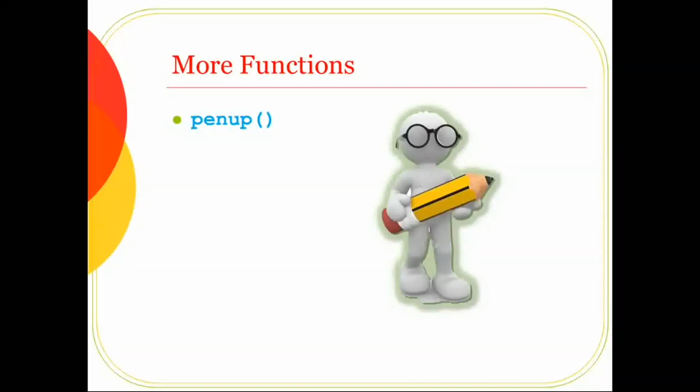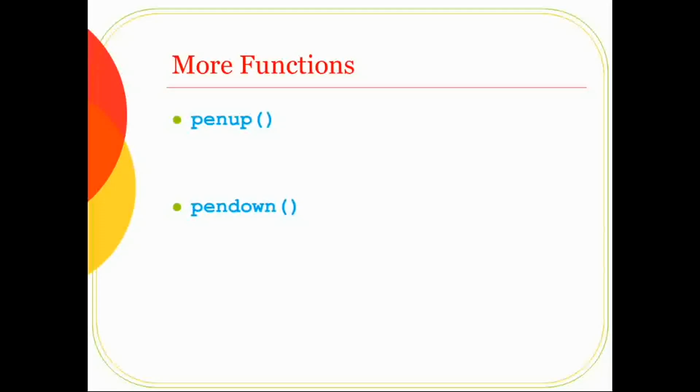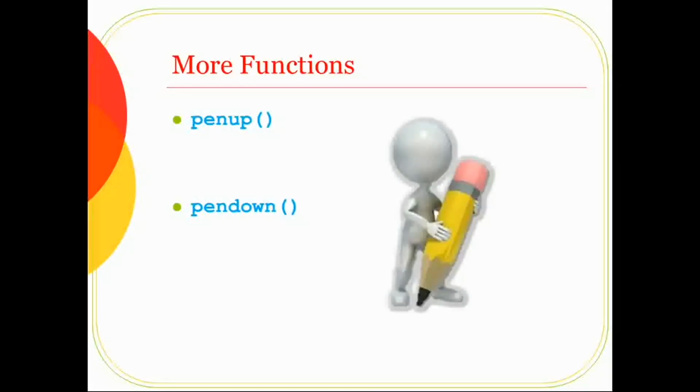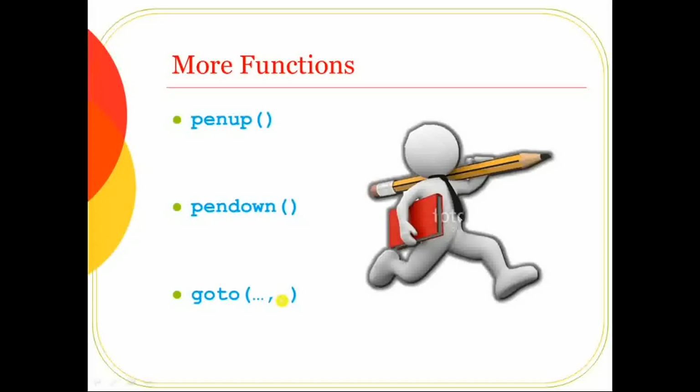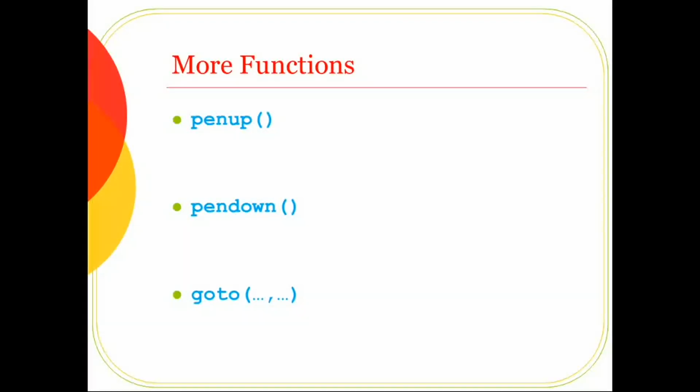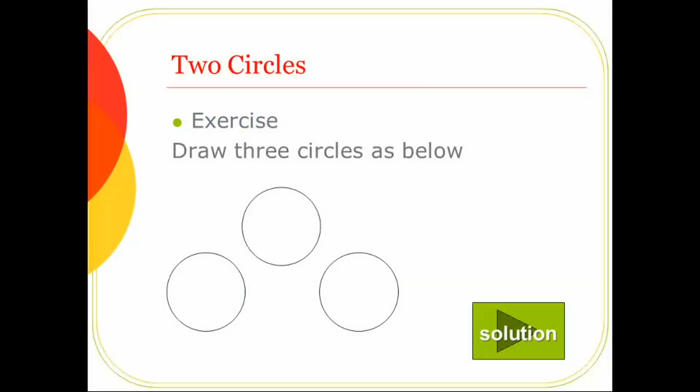Except circles, there are a lot of functions like this: pen up. The pen up function picks up the turtle's pen. Also, we have the function pen down. It puts the turtle's pen down. And also, we have the goto function. It moves the turtle's position to the place that you have indicated here, like this. Now let me apply these functions in this example.